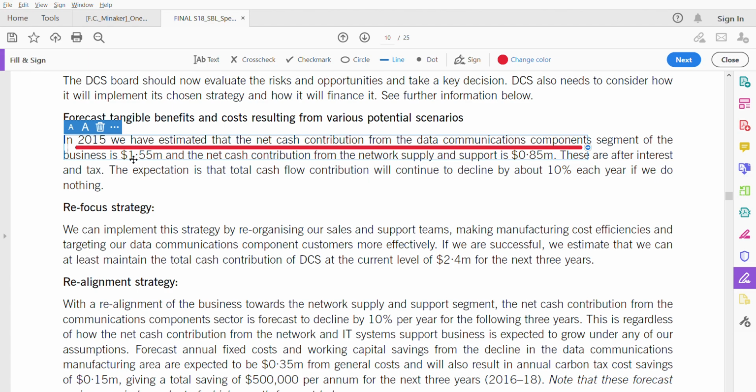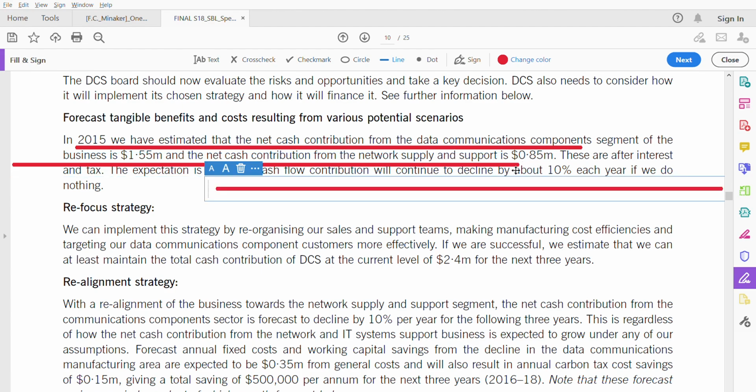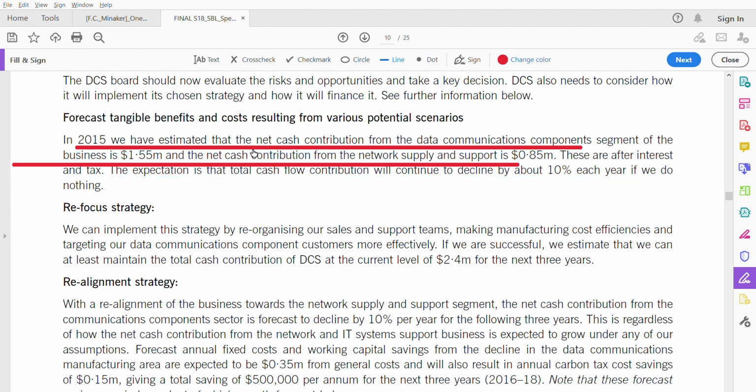I'm sorry, I don't know why I am not able to make it. 1.55. Okay, and the net cash contribution from the network supply and support is 0.85 million. Can you see it's very less compared to the data communication?